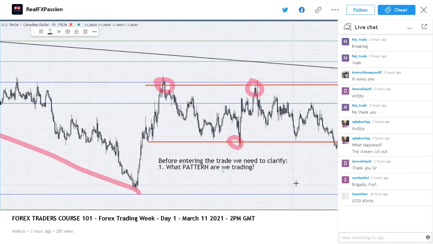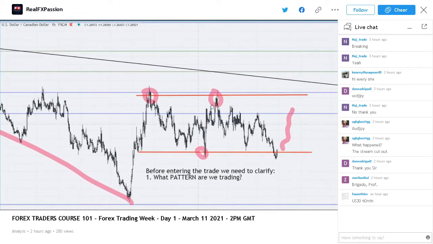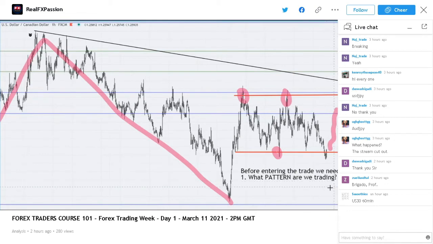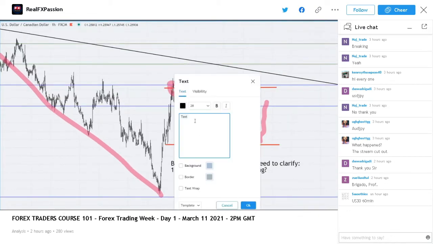Fxpassion, what are patterns? Patterns are the sideways movement, the trend lines, you know. Patterns are, okay, I'm going to write this down. Patterns are technical market behaviors that give direction to our trades.